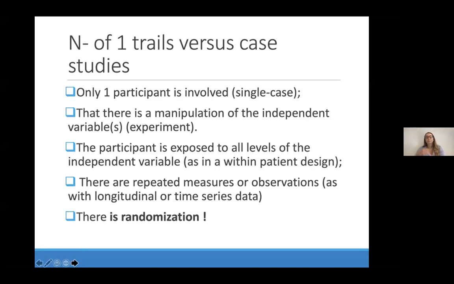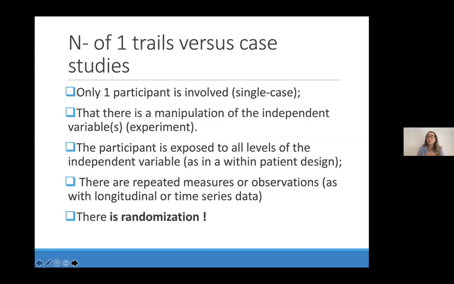So an N-of-1 trial, again, one patient is involved, it's a single case, but there is a manipulation of the independent variable. So you are manipulating, we are doing an experiment, okay? Only one participant is exposed to all levels of the independent variable. So it's like a within-patient design, a crossover design, for example, okay? There are repeated measures and observations. So you measure your outcome several times in an N-of-1 trial. And there is randomization.